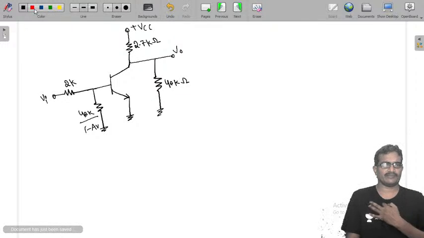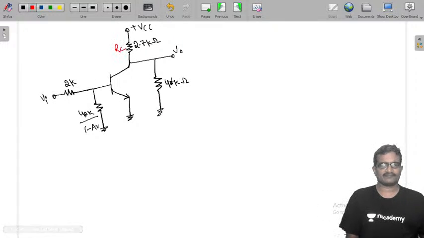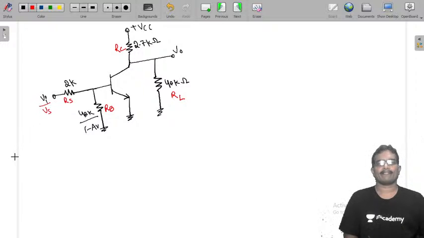Now I am going to compare this with your regular CE amplifier. So I am taking it as RC, RL, RB, RS, and you can treat it as VS. Now I am taking this as the input voltage V in. Now AV is V0 by V in.